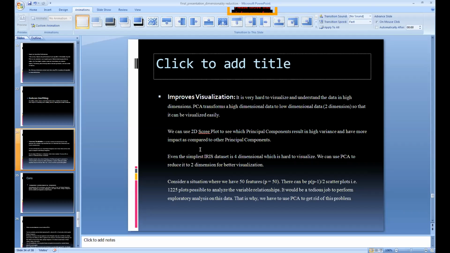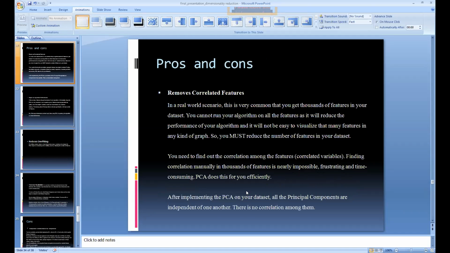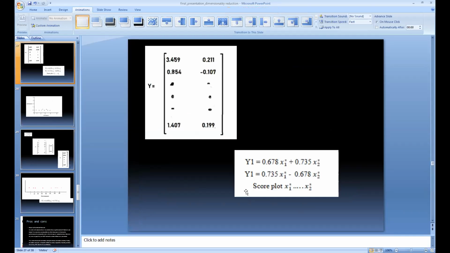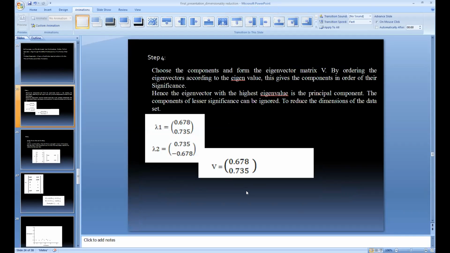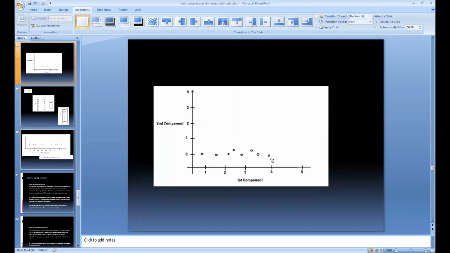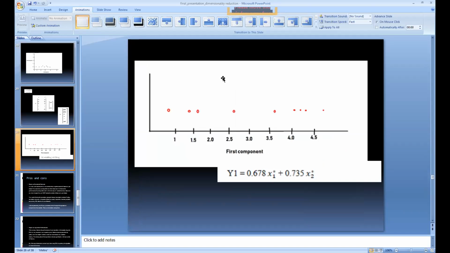Moreover, we can say it improves the visualization. That is a key factor, guys. If you look at the transformed data and your original data, it looks like a key factor. The representation means a lot.